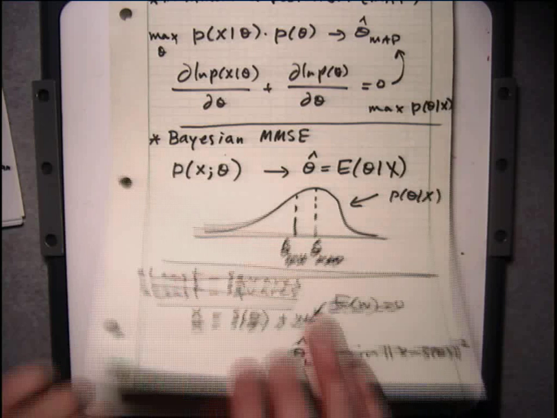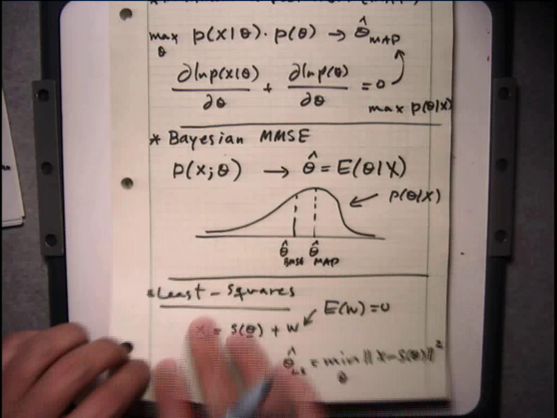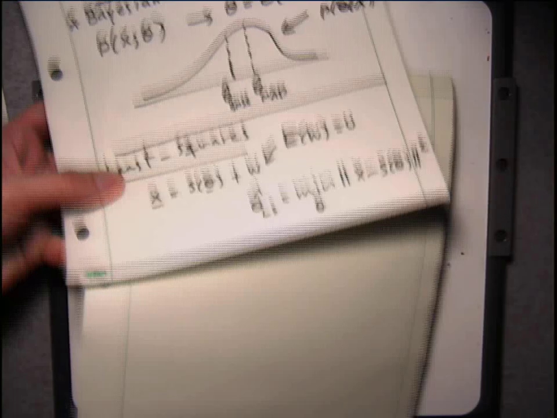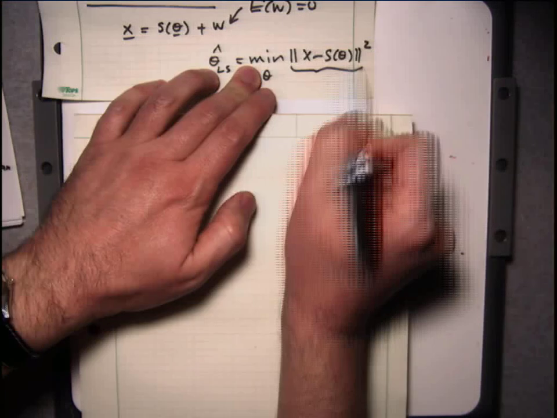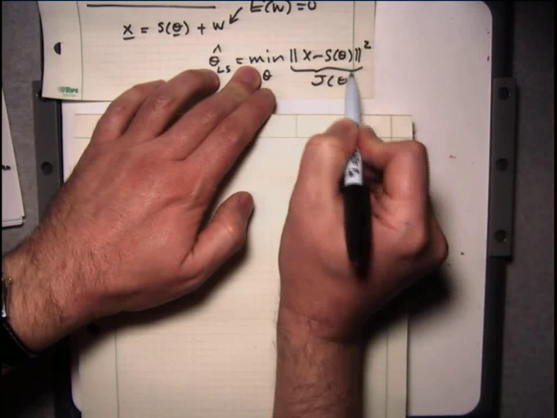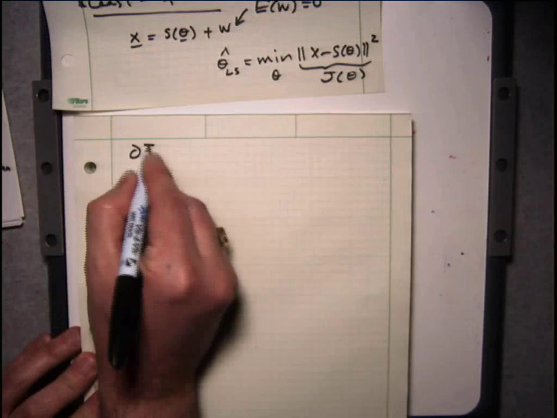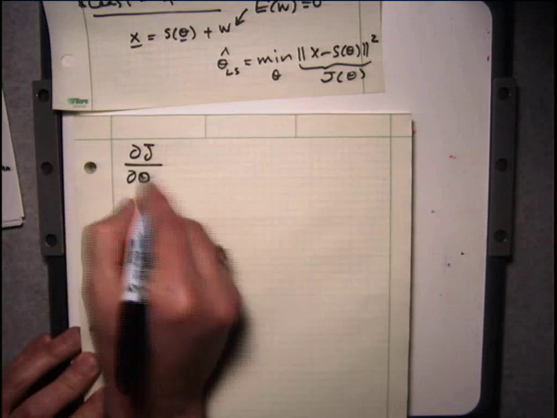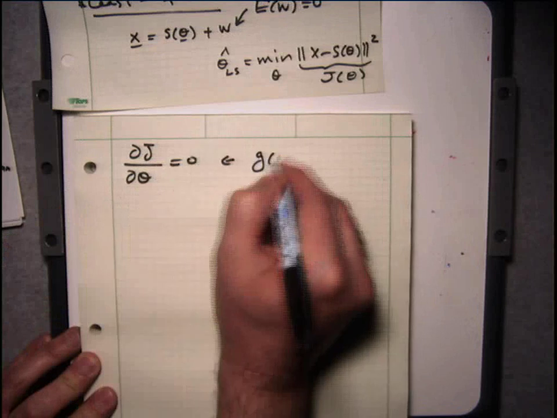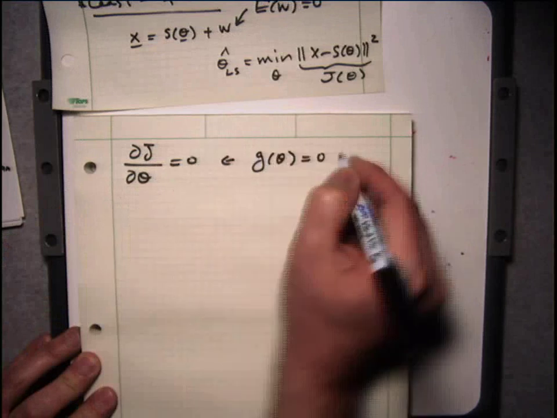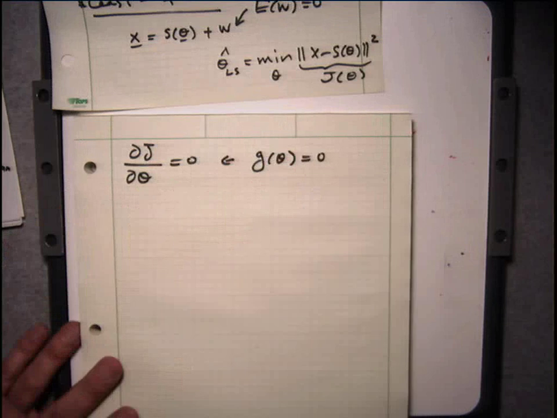Now, this here is a nonlinear least squares, which means that I cannot solve it in closed form. So if I call this J of theta, then my solution to this minimization problem would be to differentiate dJ d theta, set it equal to 0, think of this as an equation g of theta equals 0, and solve this equation in some fashion.